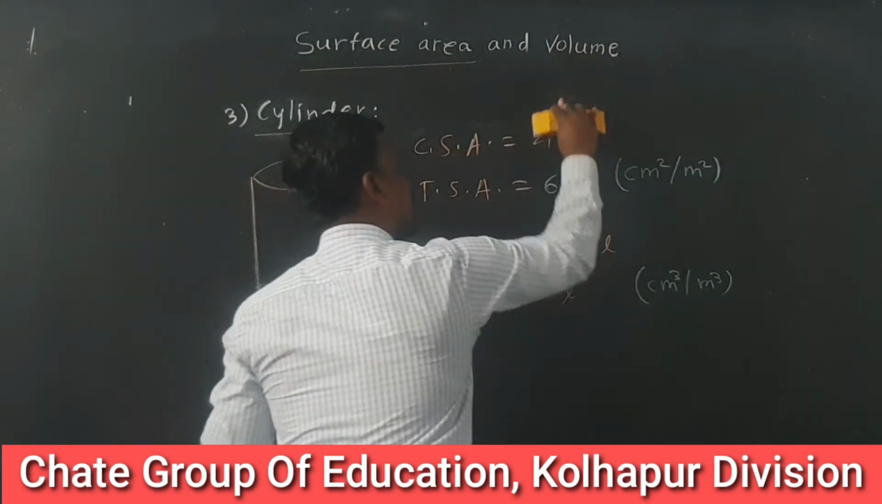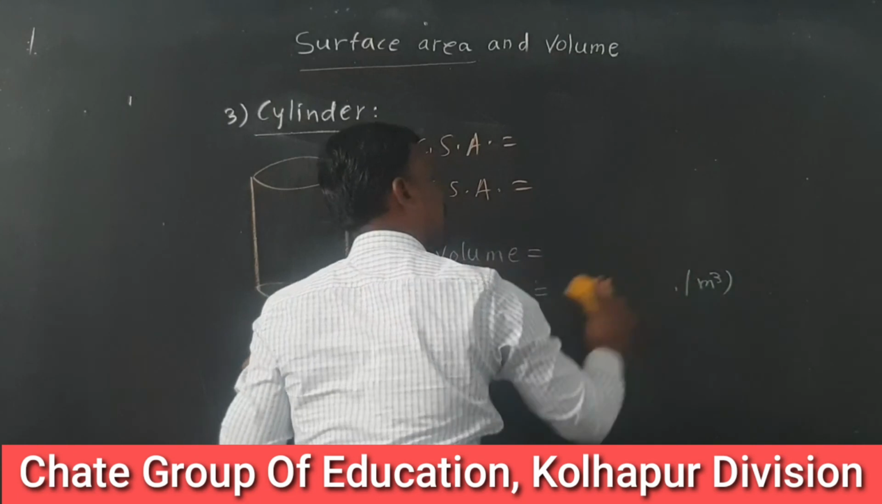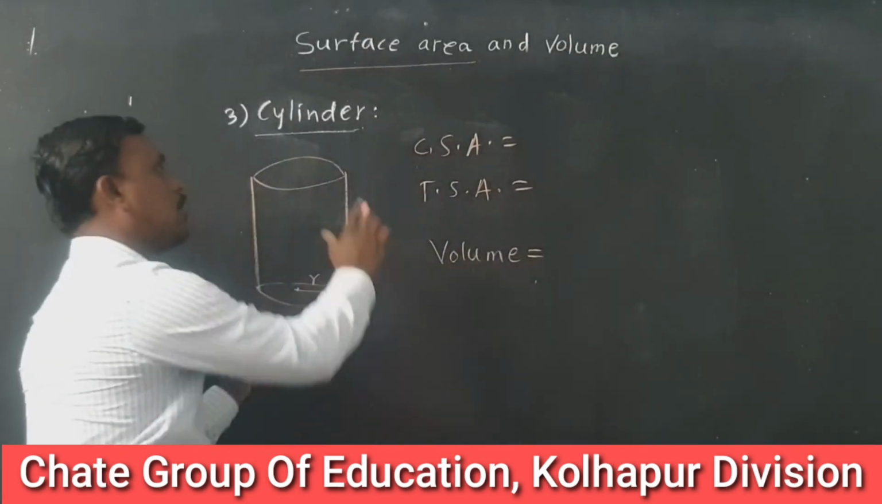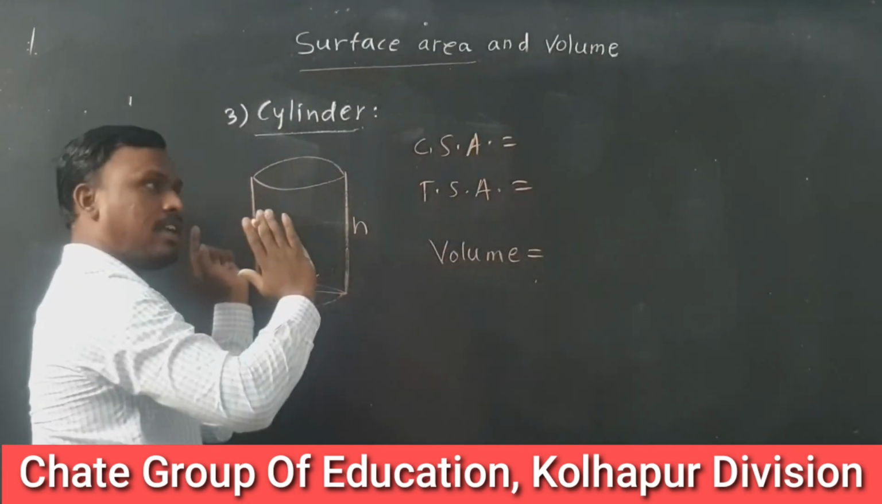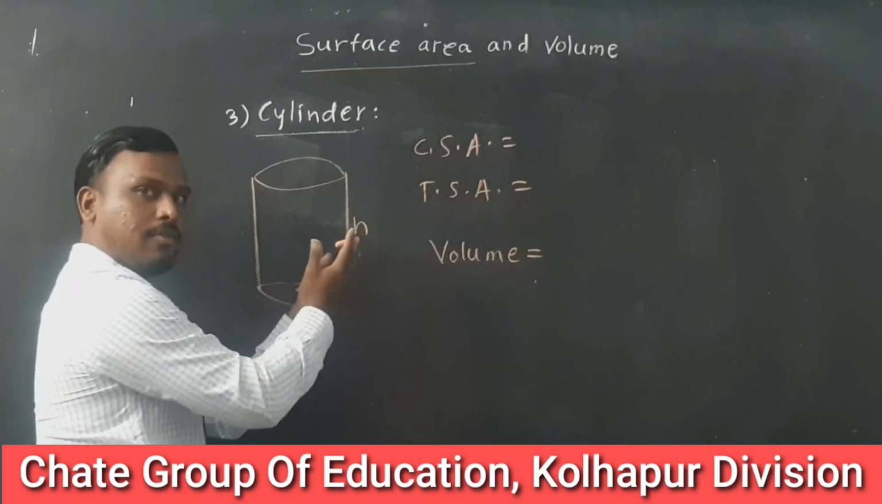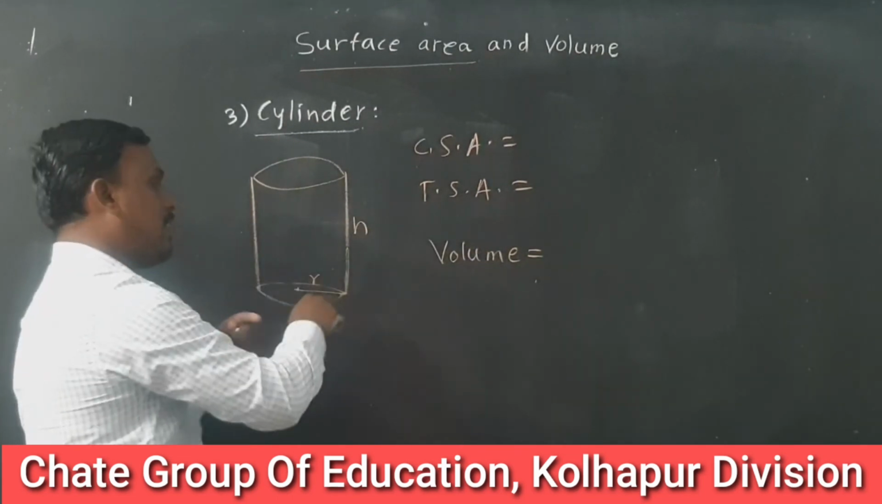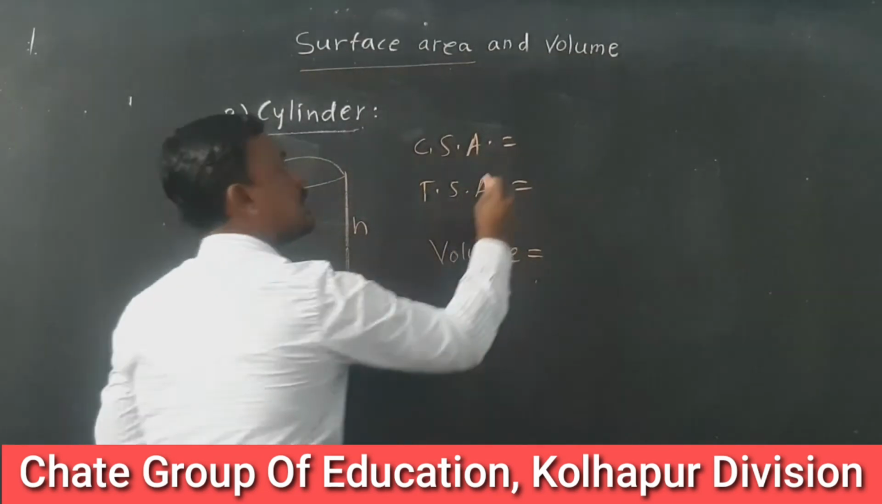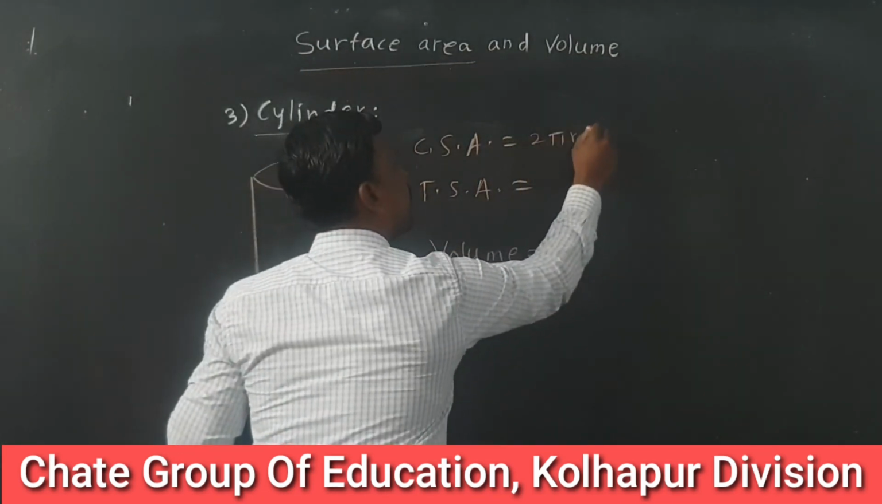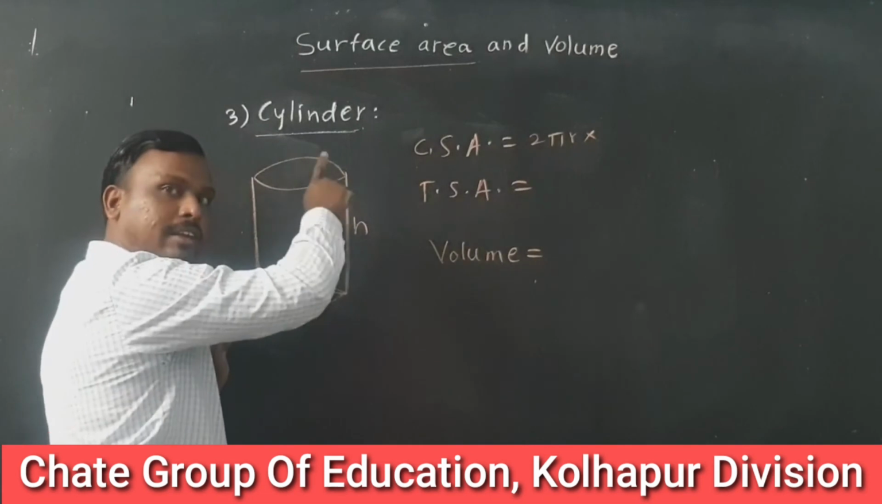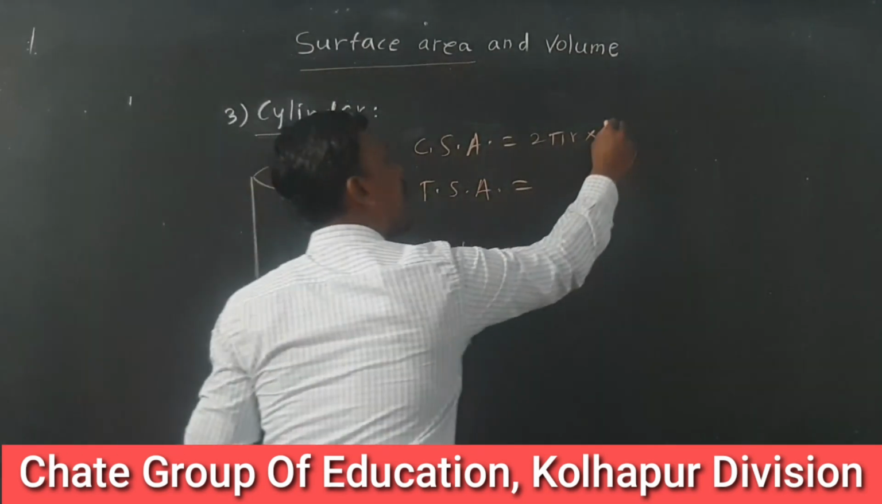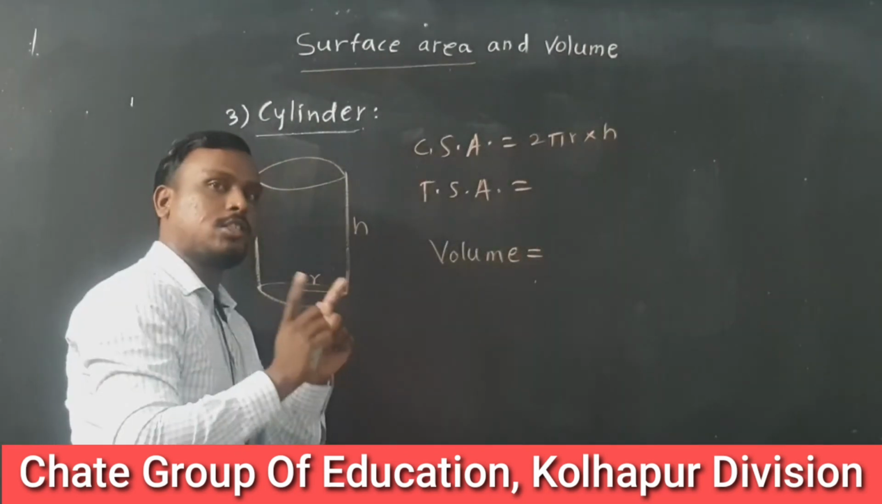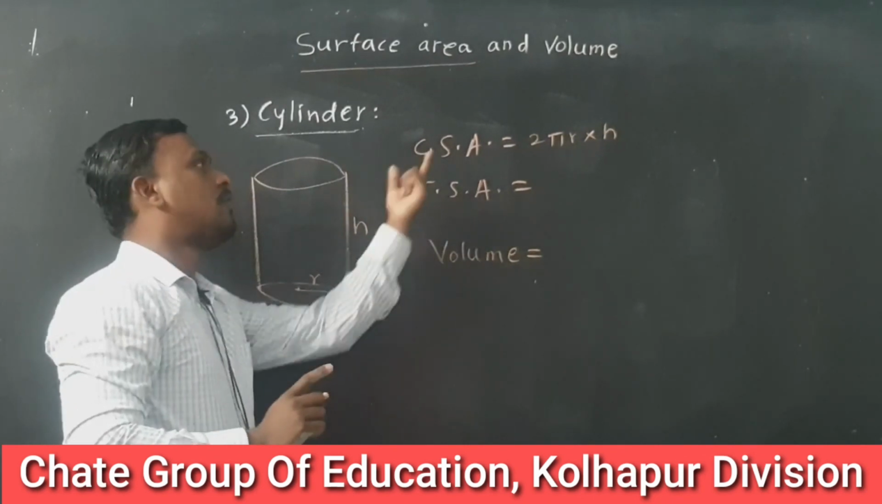Now see, the formulas are there. How to find the curved surface area? If you enclose a page around this cylinder and open it, it will be a rectangle. And what is the length of that rectangle? The circumference of this circle, which is nothing but 2 pi r. Multiply that. The width of the rectangle will be the height. So 2 pi r into h, that will be the curved surface area of the cylinder. This is the first formula.